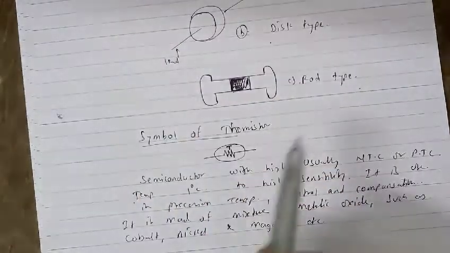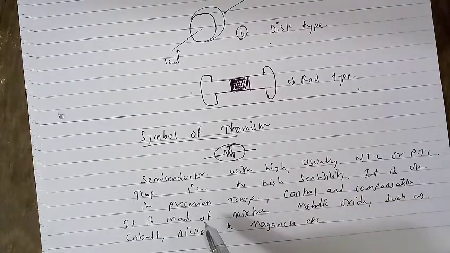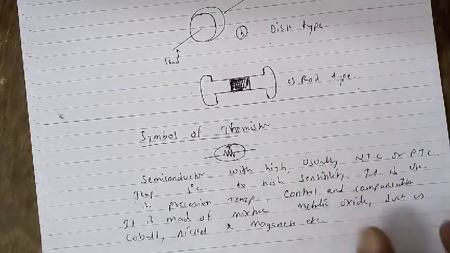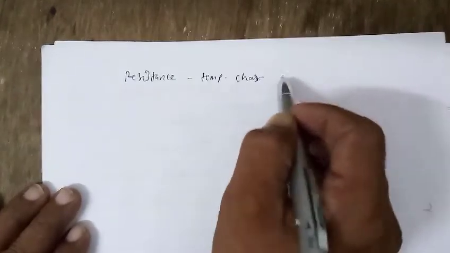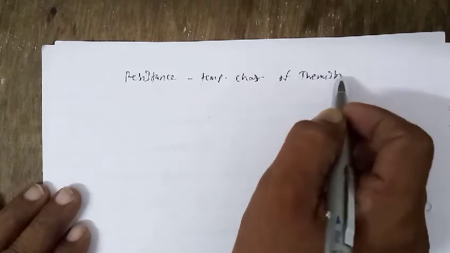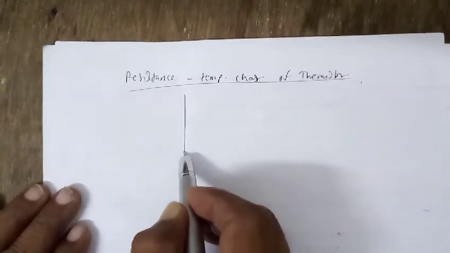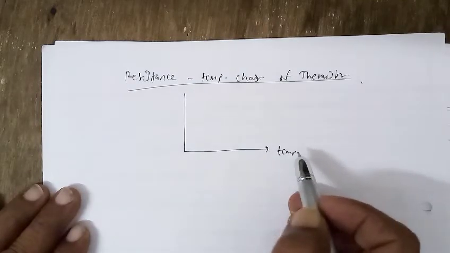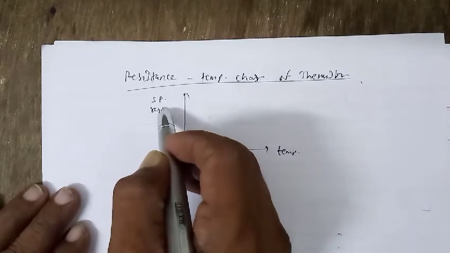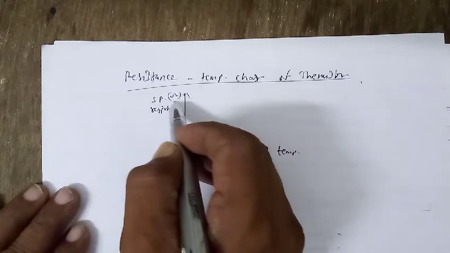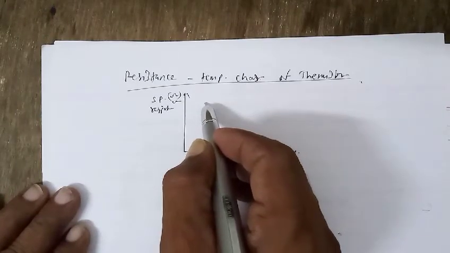Okay, there are three types of thermistor which we have observed. When we study the characteristics, that is the resistance-temperature characteristics of the thermistor, it has been specified like this. The temperature we take on the x-axis, and the specific resistance, always in ohm-centimeter, is observed on the y-axis. So here you will get the characteristics like this.